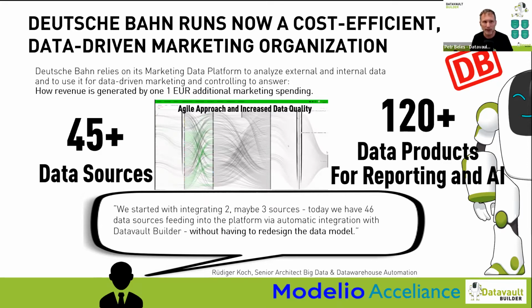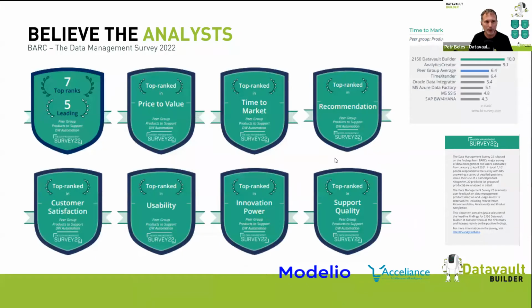And Deutsche Bahn has done exactly that. They had the question: if they spend one more euro on advertising, how much more revenue does this generate? They started with 2 or 3 data sources in the beginning and added more and more. That's possible through the Datavault approach that we're supporting and through automation with the Datavault Builder. And now they can answer the original question plus 119 other questions they didn't have in the beginning.